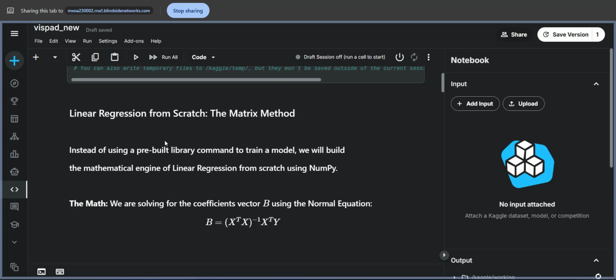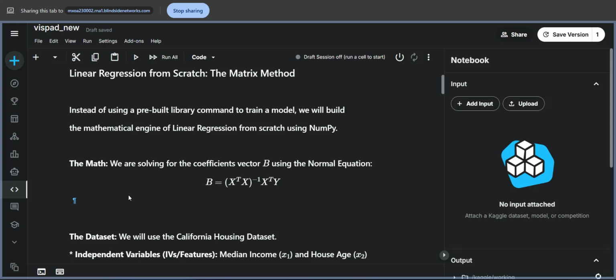So we are going to build the linear regression model using the matrix method, right? Instead of using a pre-built library to train the model, we are going to use the normal equation which we were taught in class on Sunday the last time. It's basically one standard linear equation that we have broken down into matrix form to get this normal equation.